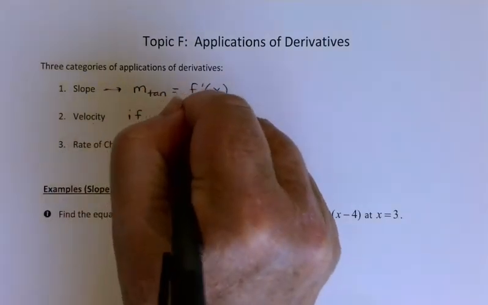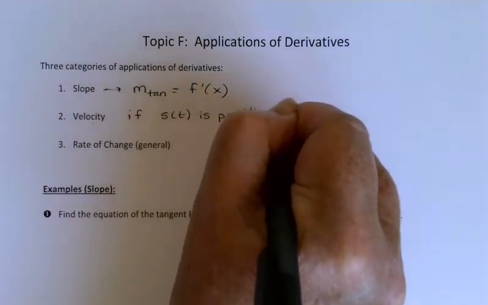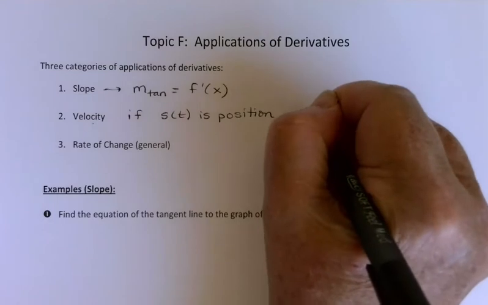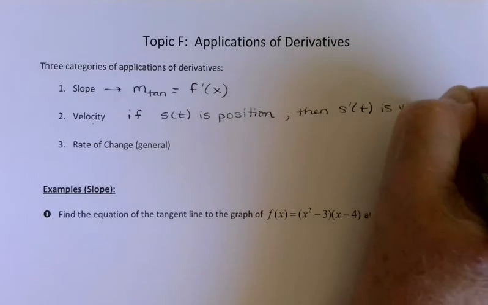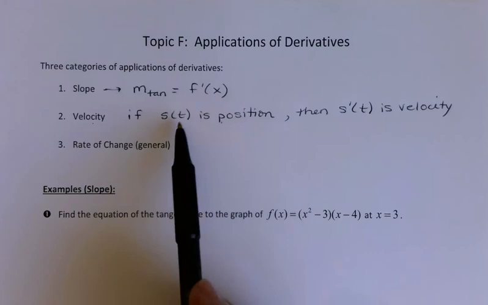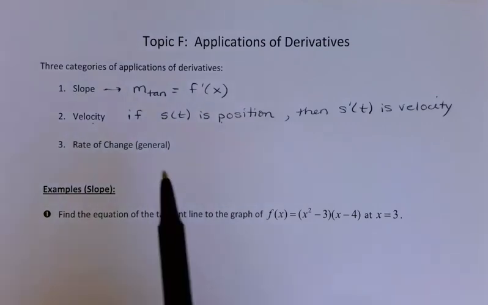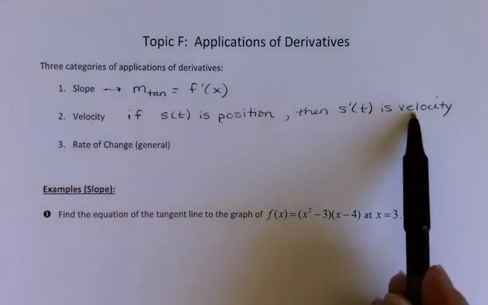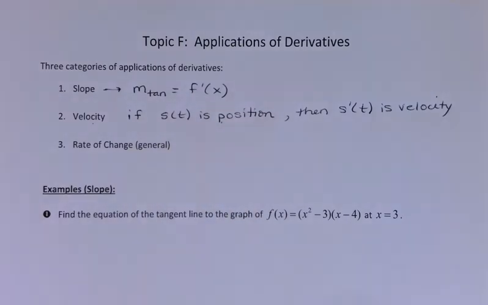If s of t represents position, so it tells us where something is located, then s prime of t is going to represent velocity, how fast it's moving, or in other words, the rate of change of position. The idea that derivative is rate of change can actually be generalized. Yes, velocity is the rate of change of position, but in general, a derivative is always going to measure the rate of change of whatever it is that the function represents.